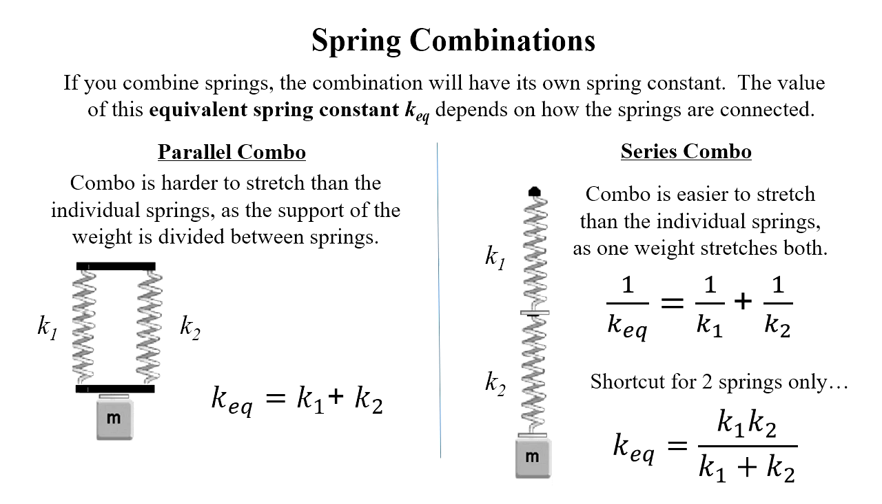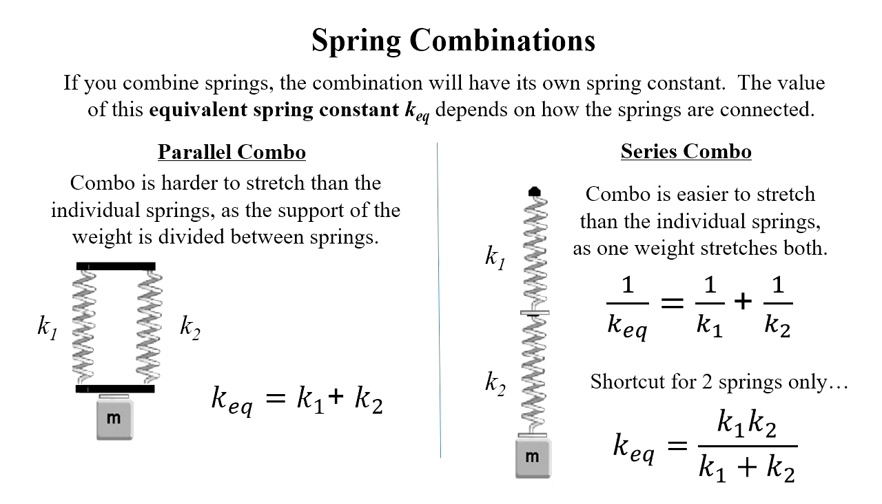In practice, if you only have two springs, which is probably all you're ever going to face, the simple way to do it, I can show you mathematically that this works out, or you can simply accept it, is the formula at the bottom of the page there on the right. It's the product of the two spring constants divided by the sum of the spring constants. This works, as we'll see in the next slides.